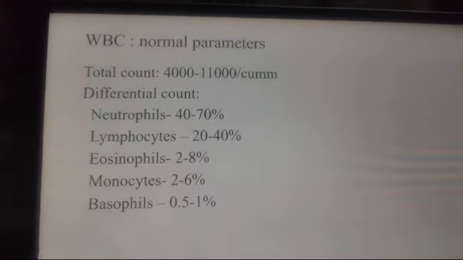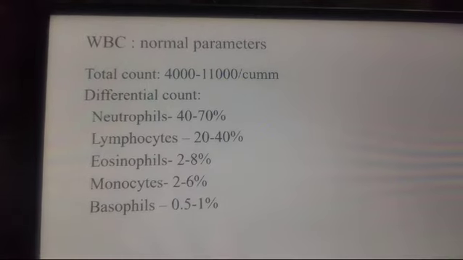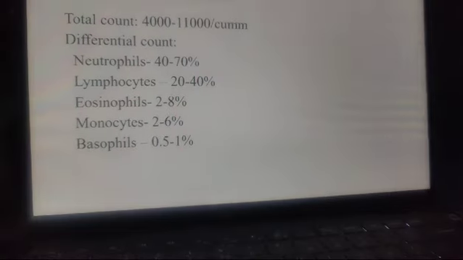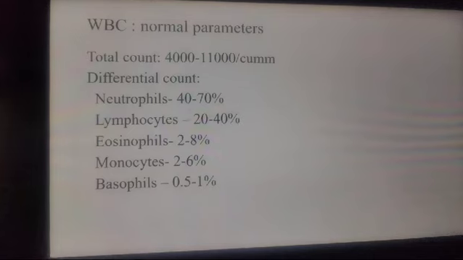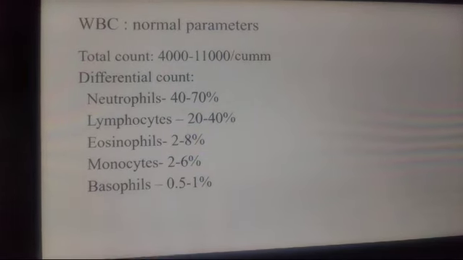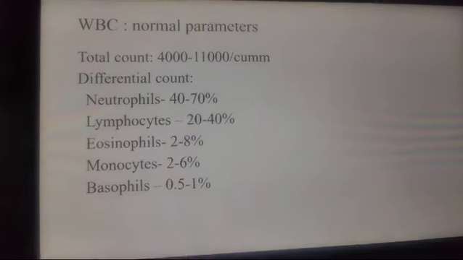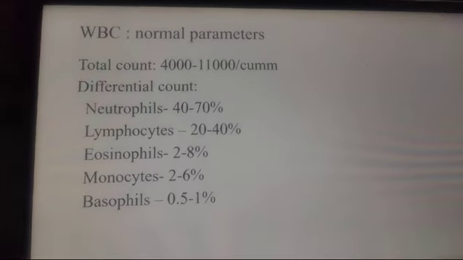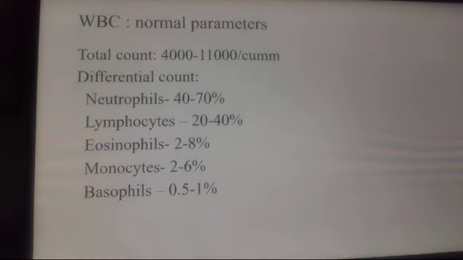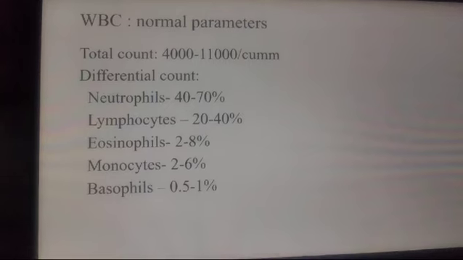Coming to the WBC, the normal count is 4000 to 11000 per cubic millimeter. Differential count: neutrophils account for the major part of the differential count, 40 to 70%. Lymphocytes come next, 20 to 40%. Eosinophils 2 to 8%. Monocytes 2 to 6%. Basophils 0.5 to 1%.